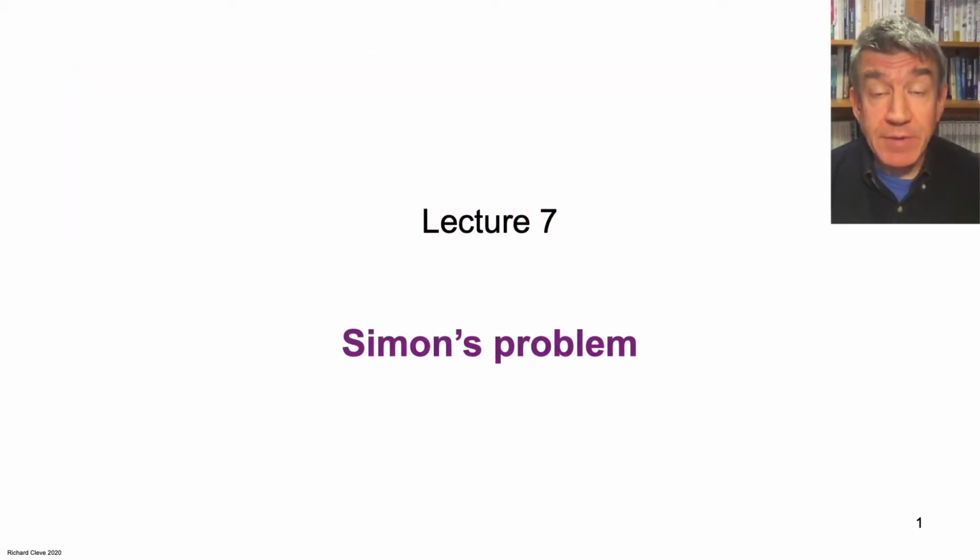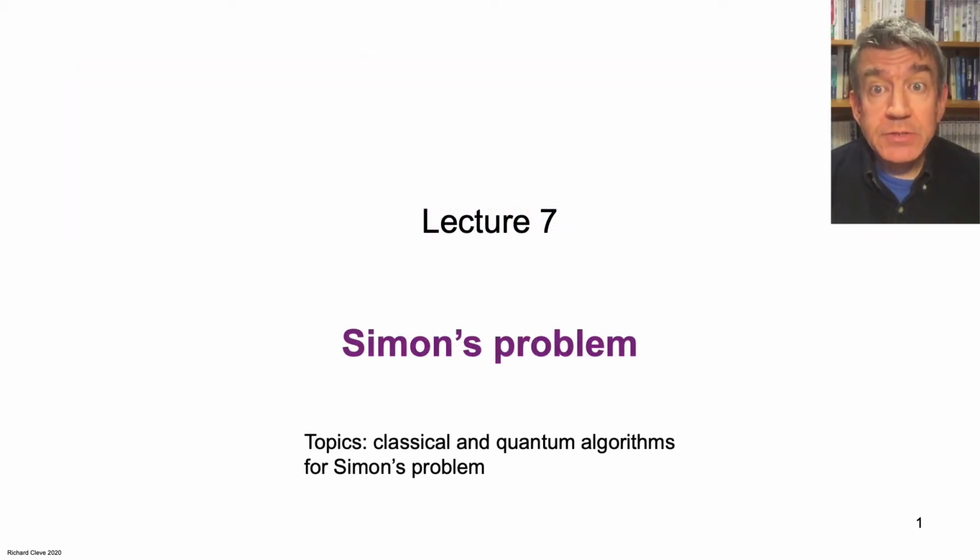Welcome to Lecture 7. In this lecture, we are going to investigate a black box problem called Simon's problem. For this problem, there is an exponential difference between the probabilistic classical query cost and the quantum cost. Also, the quantum algorithm for this problem introduces some powerful algorithmic techniques in a simple form.